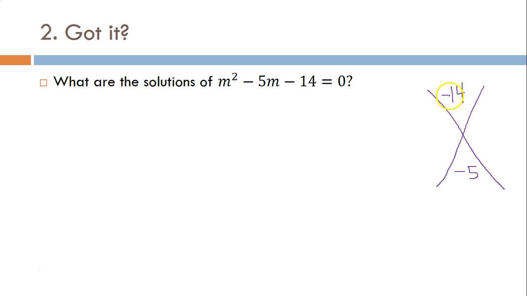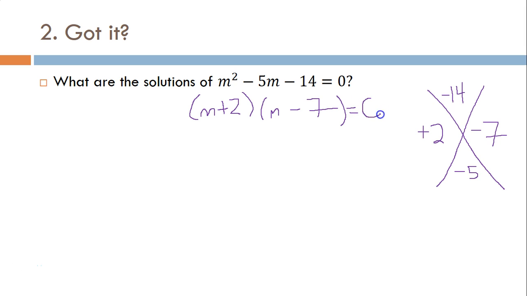Well, to get a negative number in my multiplication, I need one positive and one negative. And the two factors of 14, 1 and 14, are not going to give me -5. But 2 and 7 will. So you should have factored out m plus 2 in parentheses times m minus 7 in parentheses. Both of those, 2 and -7, add up together to give you -5. So we set that equal to 0.